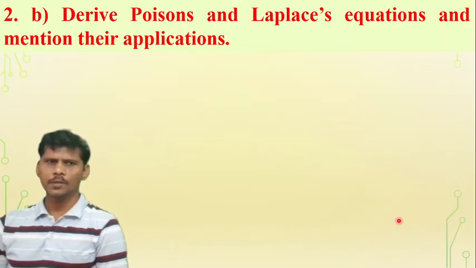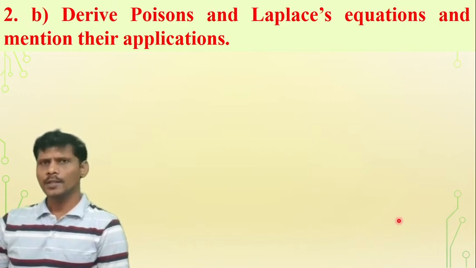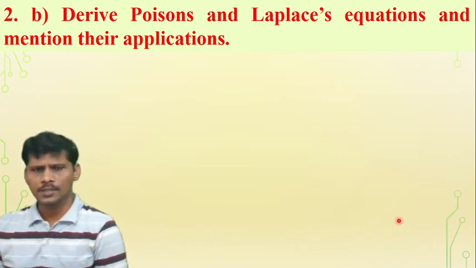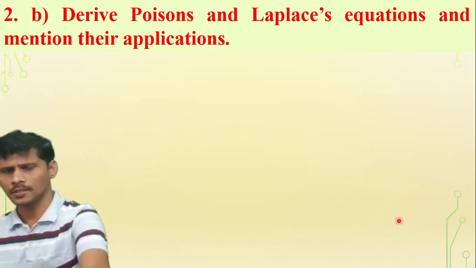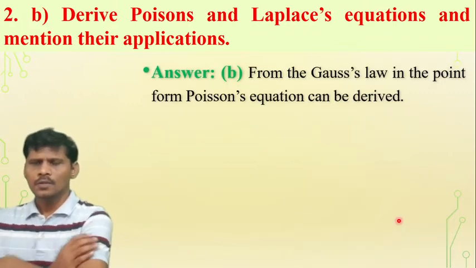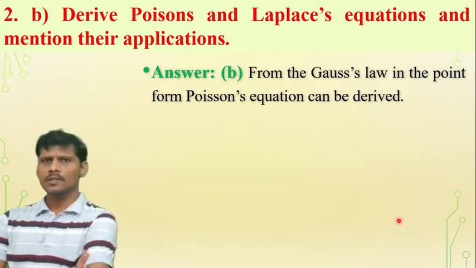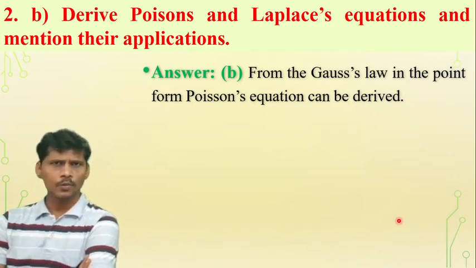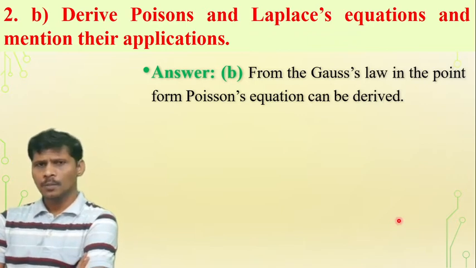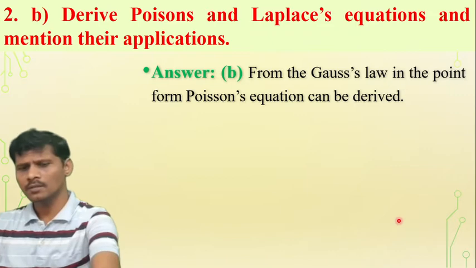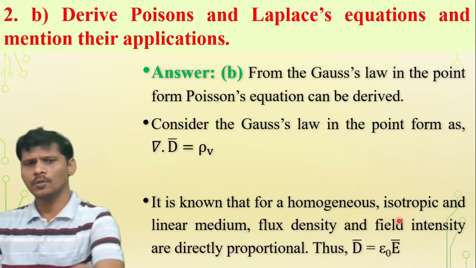Next, coming to question number 2B explanation: derive Poisson's and Laplace equations and mention their applications. From the Gauss law, what is the point form of the Gauss law? Del dot D bar is equal to rho v. The Poisson equation can be derived from the point form of the Gauss law.